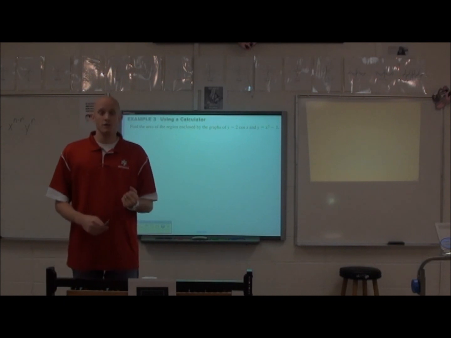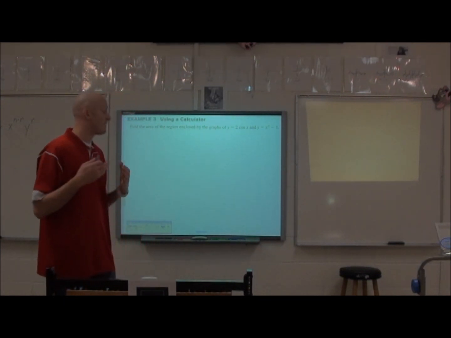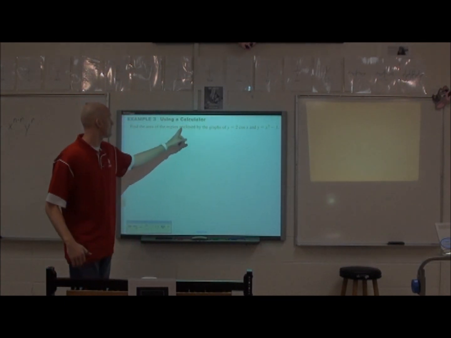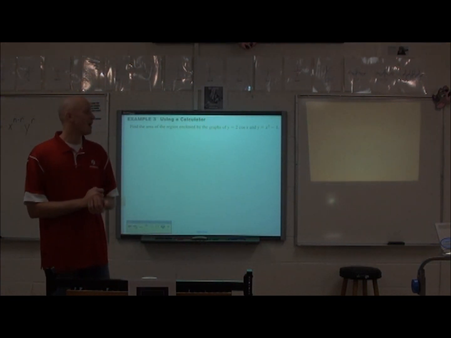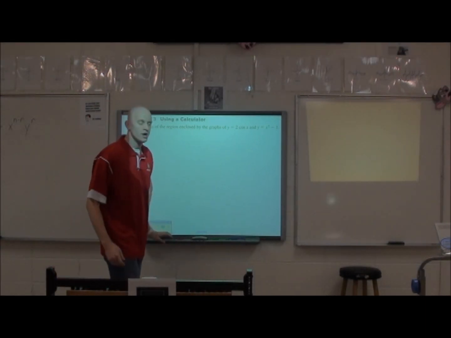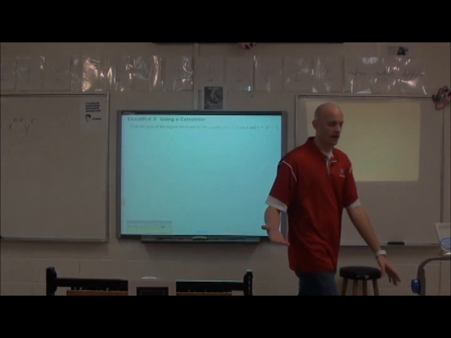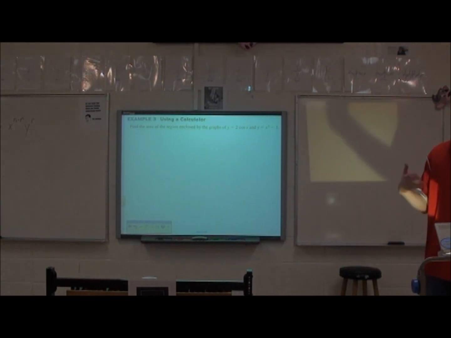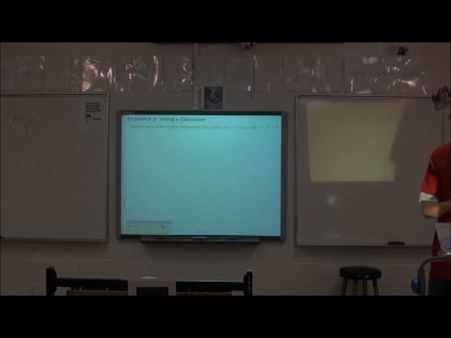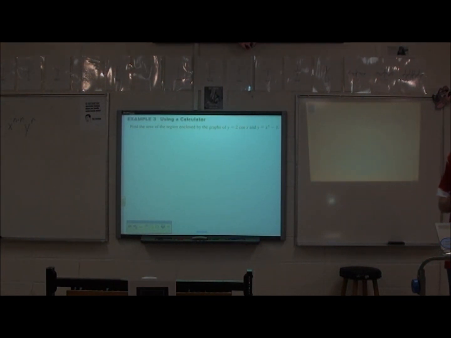Okay, so the next one, we're going to use a calculator to find the value. It says find the area of the region enclosed by the graphs of y equals 2 cosine x and y equals x squared minus 1. We will find the values in the calculator. So I need to know which curve is the top curve, which curve is the bottom curve, and make sure they are consistent throughout. So, if I go ahead and enter these into y1 and y2, it is 2 cosine x and x squared minus 1.